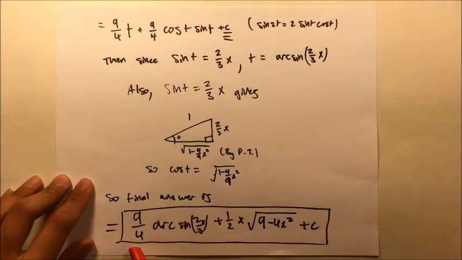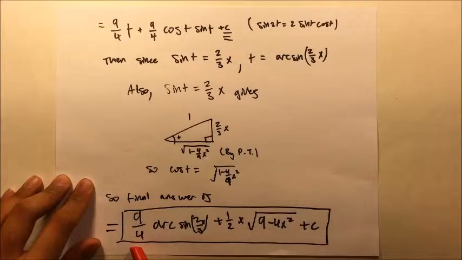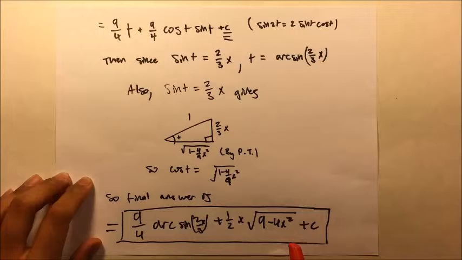So our final answer is 9/4 arc sine of 2x over 3 plus 1/2 x root (9 minus 4x squared) plus c. And again, do not forget the plus c because it's an indefinite integral.